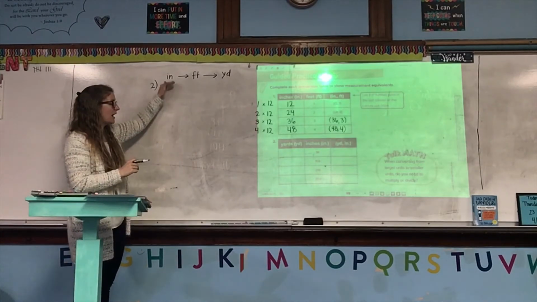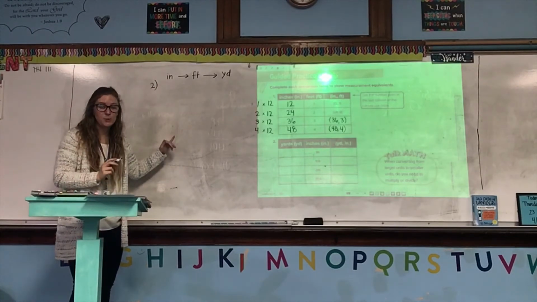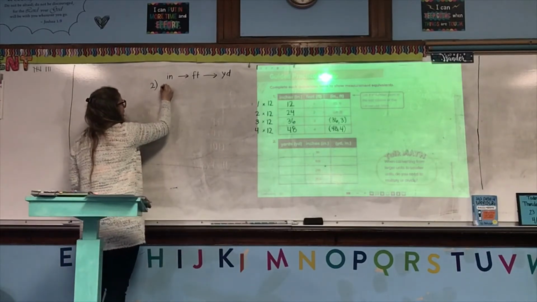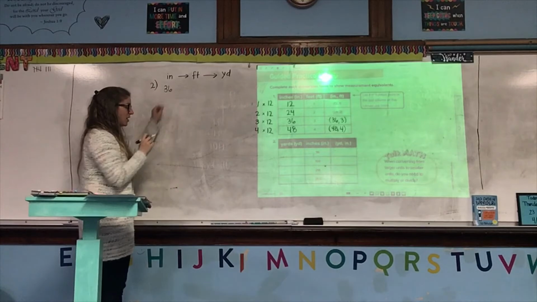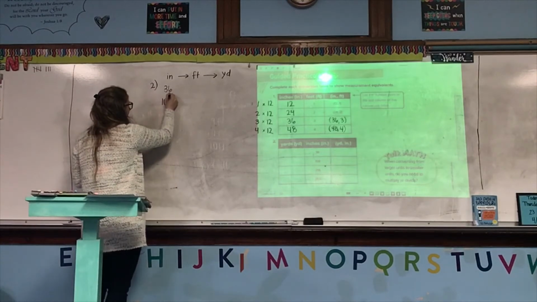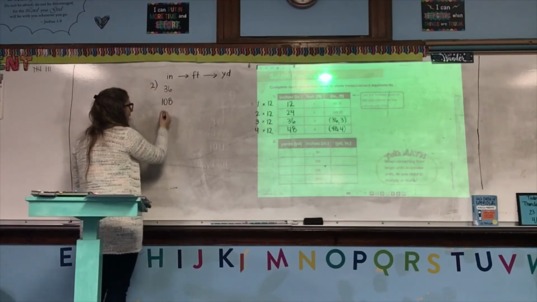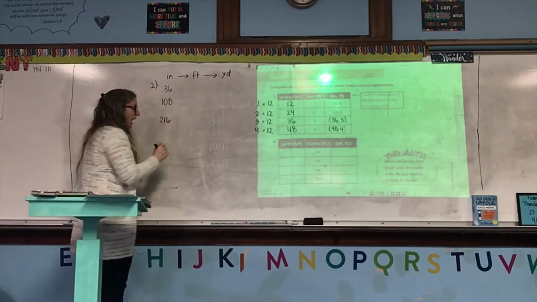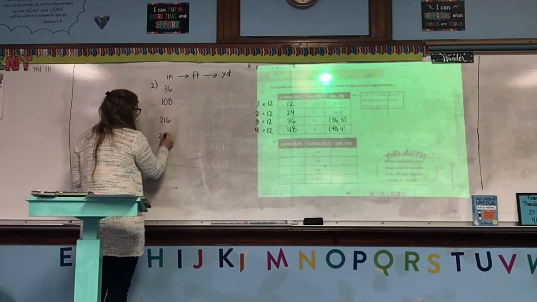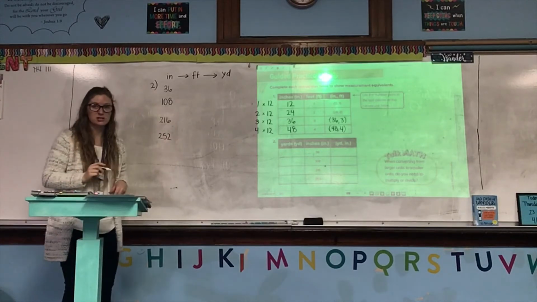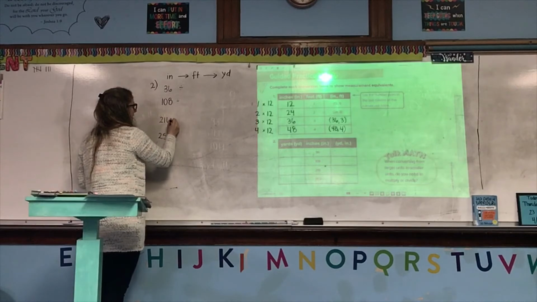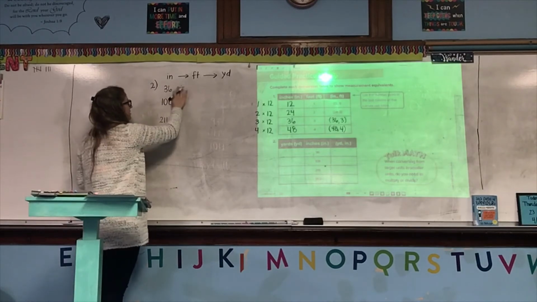I'm going to take 4 lines of my notebook paper to show each problem. We know we have 36 inches, so on the next line I know we have 108 inches. On the next line I know we have 216 inches, and then on that 4th line I know we have 252 inches. We already know we're dividing, so let's go ahead and put our division symbol.